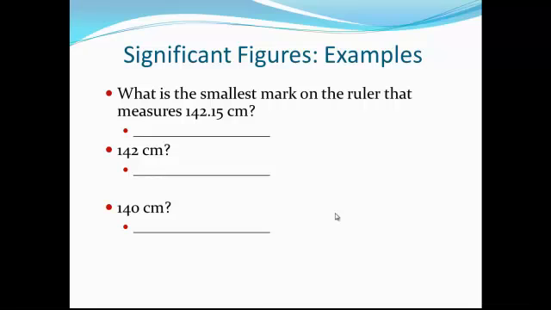And actually this comes back to how you figure out how many significant figures there are. In this case, for 14.15 centimeters, the smallest mark should be on the 10th, 142 should be on the 1, and 140 should be on the 10th. But how are we going to realize whether these zeros count? We need the rules. So this is the next slide.